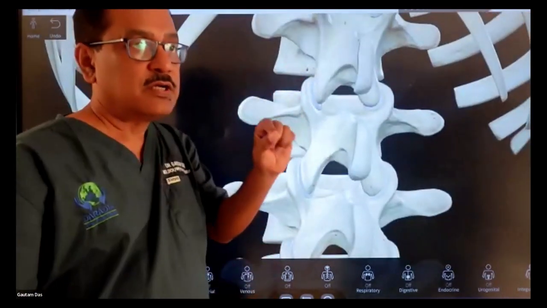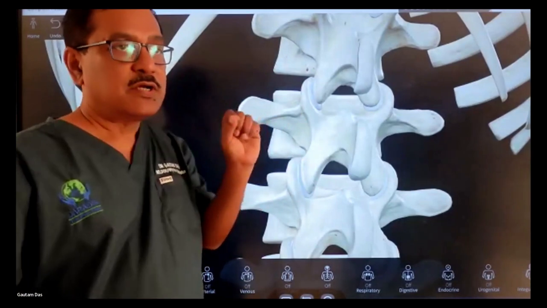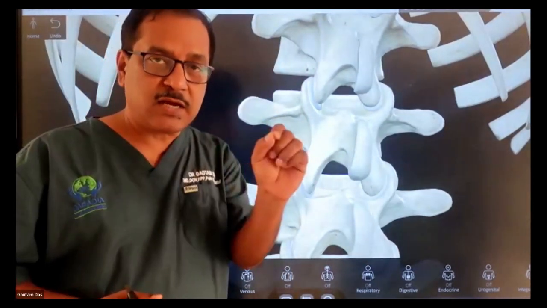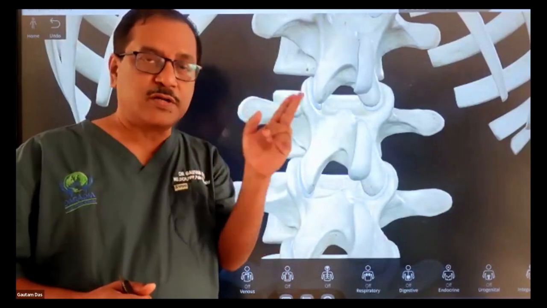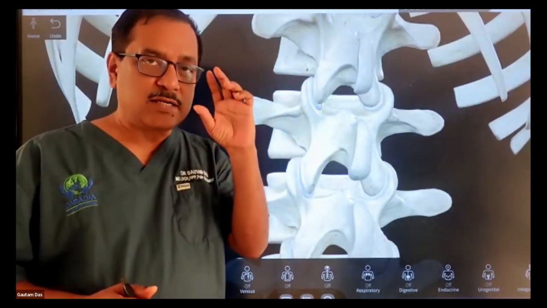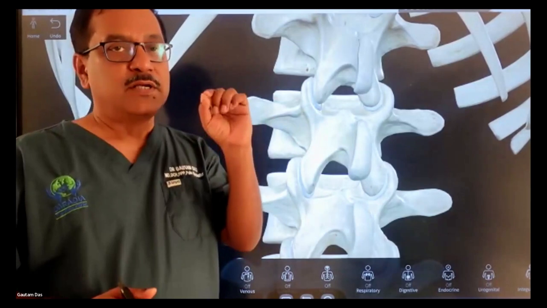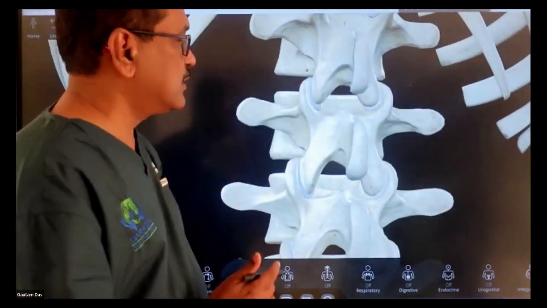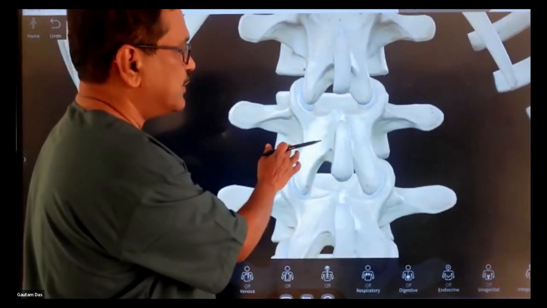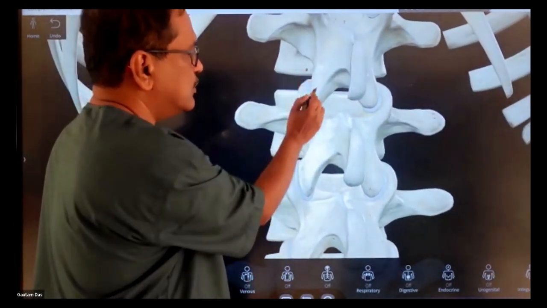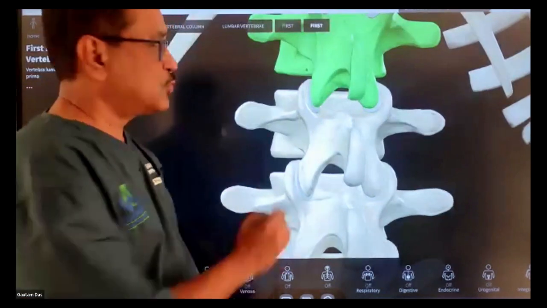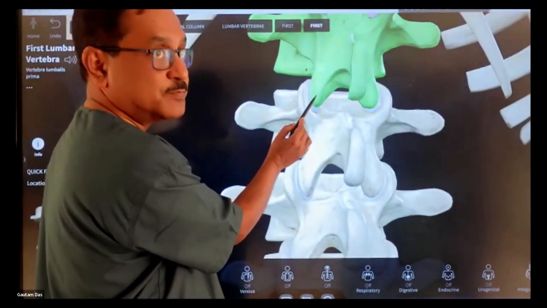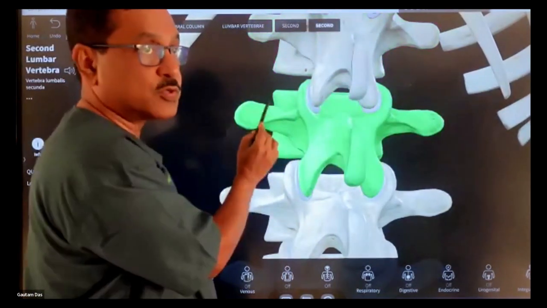So what is the facet joint? The facet joint is a synovial joint on either side, one on the right and one on the left, at each segment in the lumbar spine. So this is your left side and that is your right side. How is the facet joint formed? This part is your inferior articular process, and this is your superior articular process.